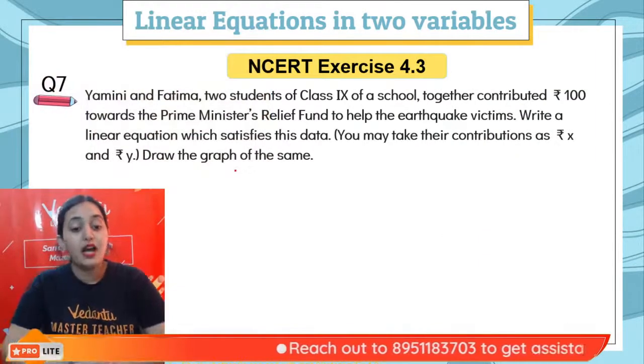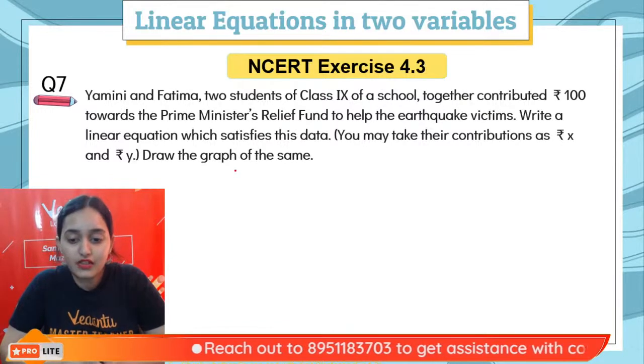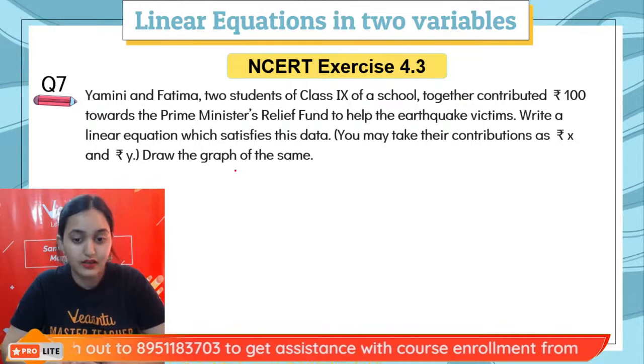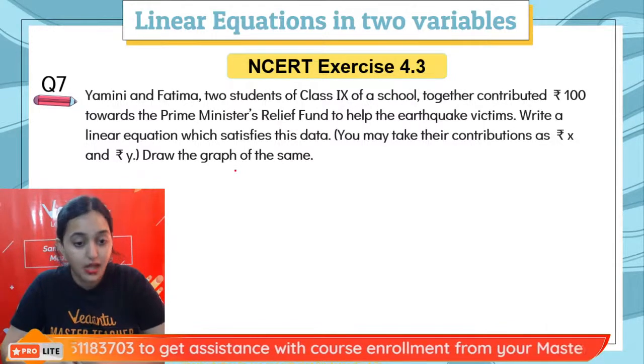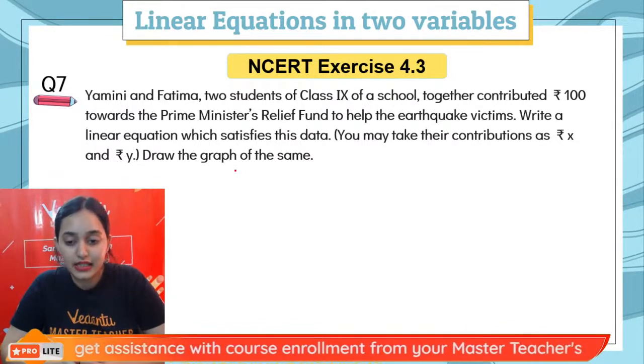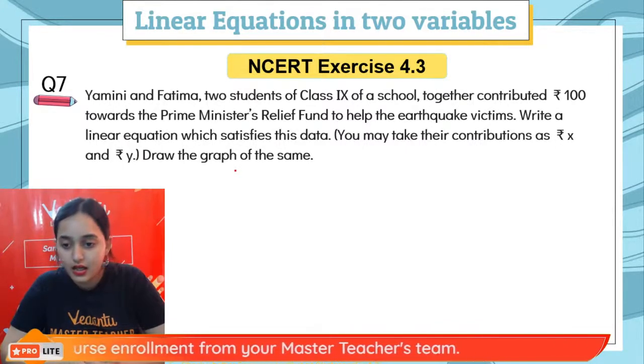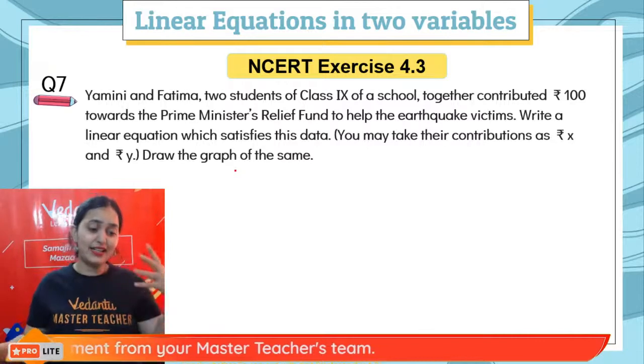Next question. Yamini and Fatima, two students of class 9 of a school, together contributed rupees 100 towards the Prime Minister Relief Fund to help the earthquake victim. Write a linear equation that satisfies this data. You may take their contribution as x and y and draw the same. Together, what an easy question.